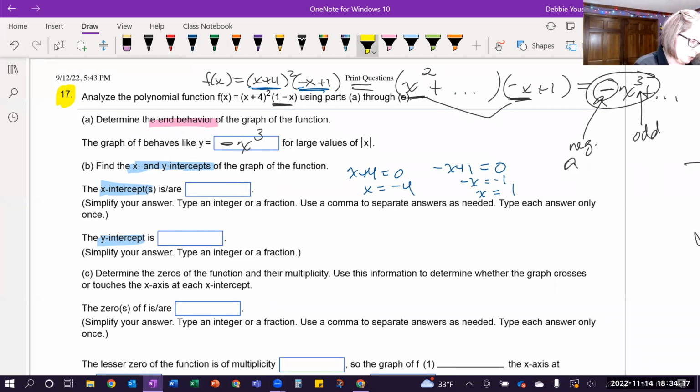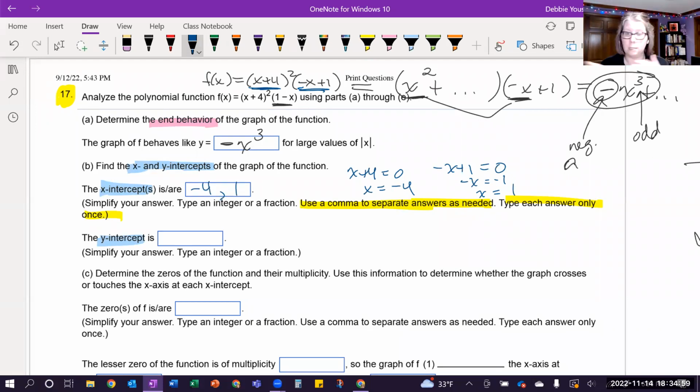Now, pay attention to the instructions. It says, use a comma to separate answers as needed. Type each answer only once. Well, negative 4 and 1 are 2 different numbers, so they're different. So I need to list them both. And because there's more than one, I put a comma in there. And it just says the intercepts is or are. I don't have to put any other typing with it. I just list the numbers. I don't put x equals, okay? I just list the numbers negative 4 and 1 with a comma, and the order does not matter. I could list 1 first and then negative 4, or negative 4 and then 1. I'm going to put negative 4, comma 1.